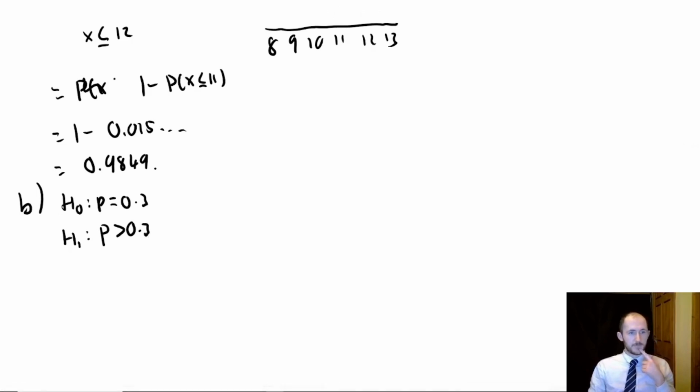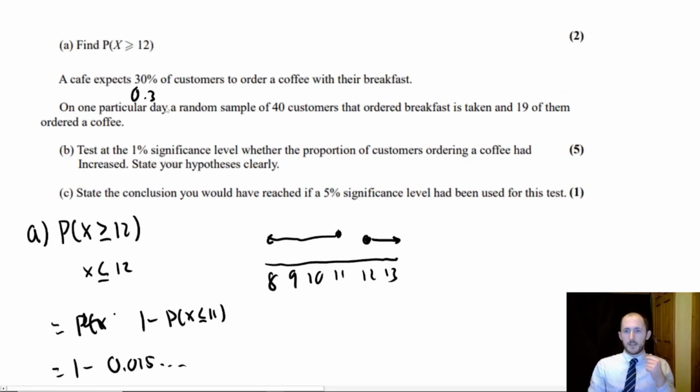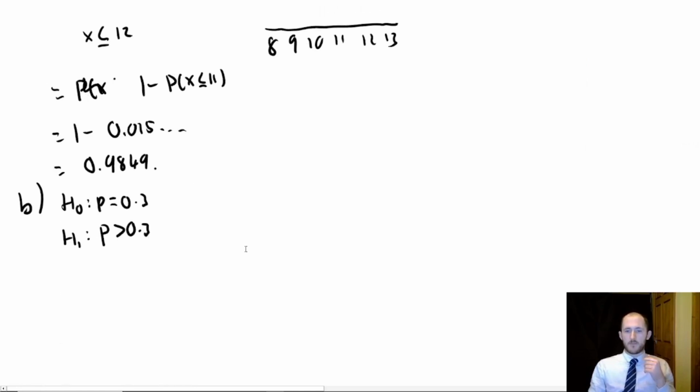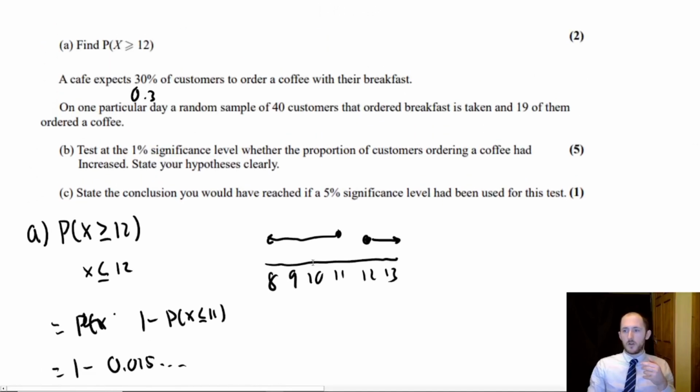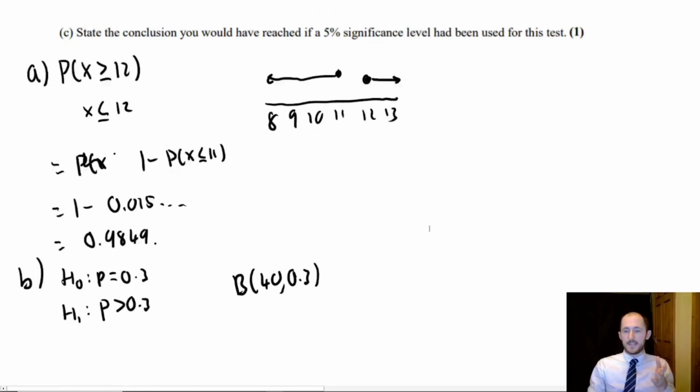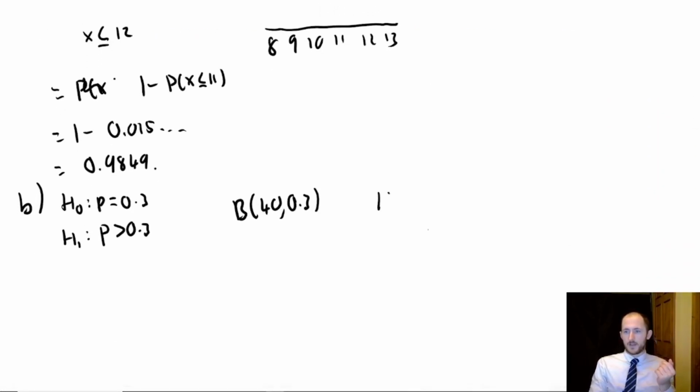Okay? Now, the sample of 40, so I'm going to now write out my binomial distribution. The sample is 40 and the probability is 0.3. And out of that sample, 19 ordered a coffee, right? So we just do 19.